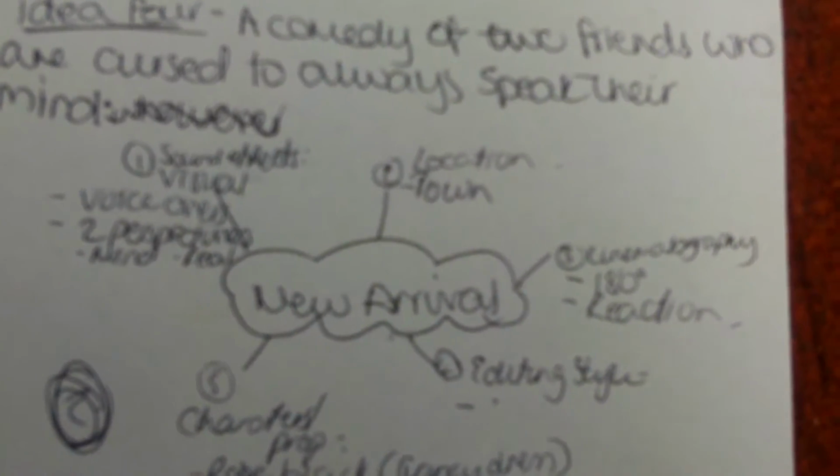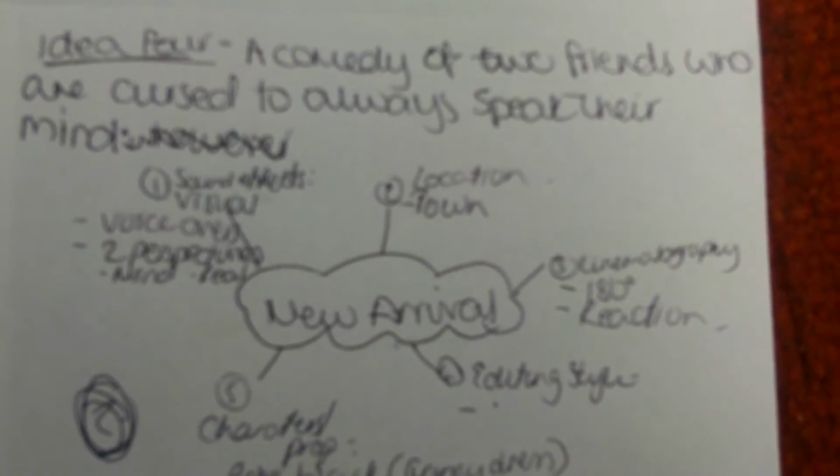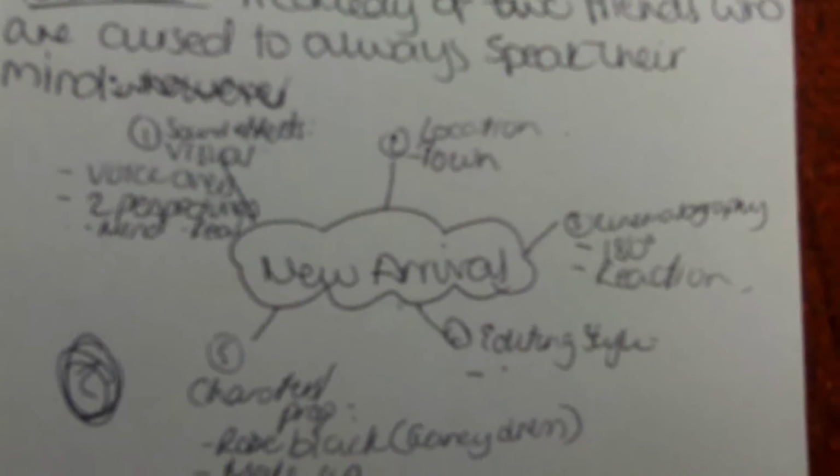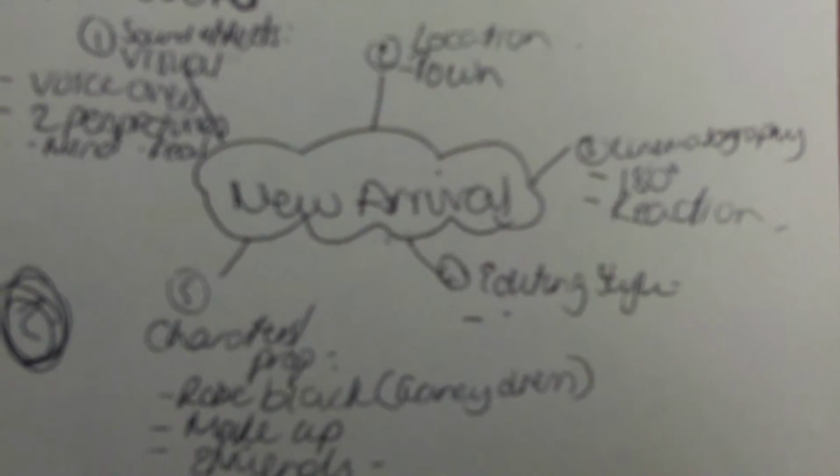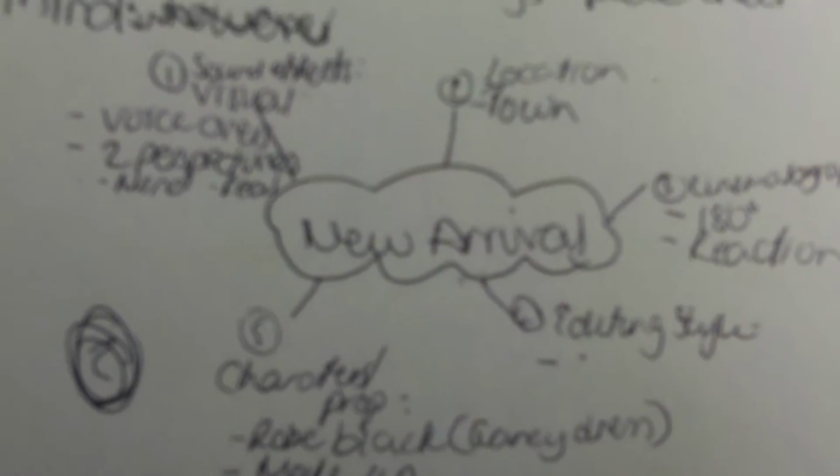Idea 4 will be a comedy of two friends who are cursed to always speak their mind. Now this is very interesting to me because I've never done something like this, and it's quite humorous to know the idea of being able to speak your mind literally because you have no other choice. So for this I'll be using voiceovers, and I'm going to be using two perspectives, the mind and reality. So every time the mind says to do something, in reality the person will do it.